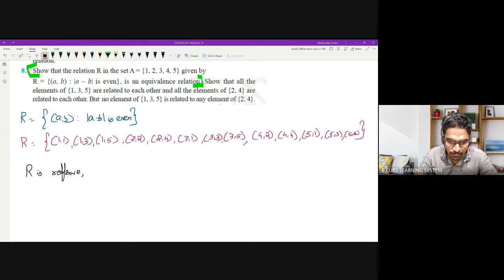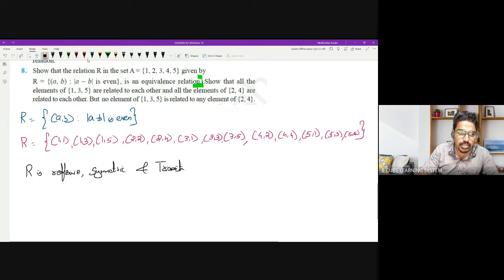Nima? Sir, it is transitive also. It's reflexive, symmetric, as well as transitive. Now you can easily complete the second part. Read it once again so that you will get the idea.